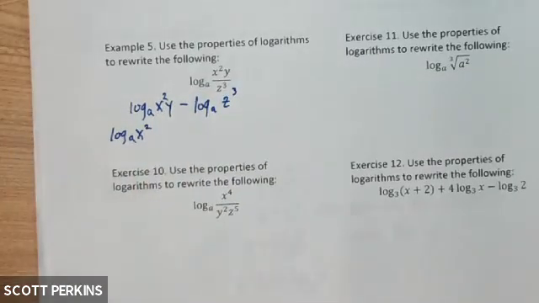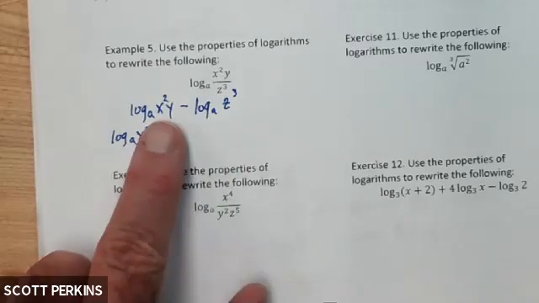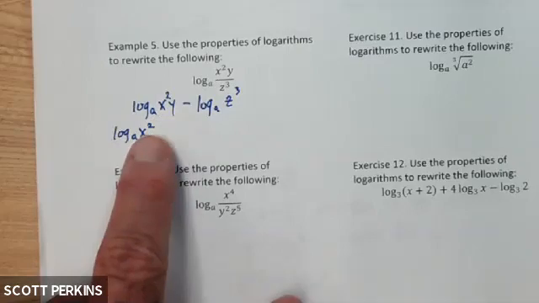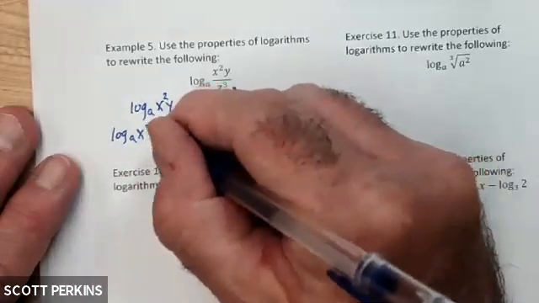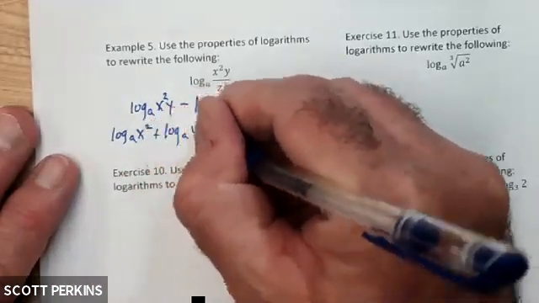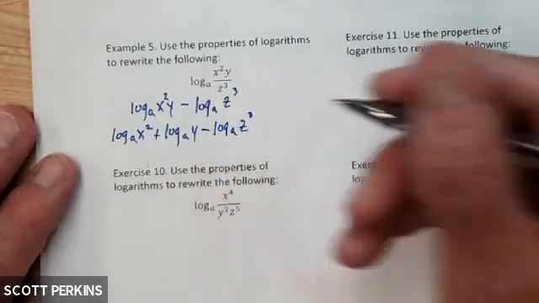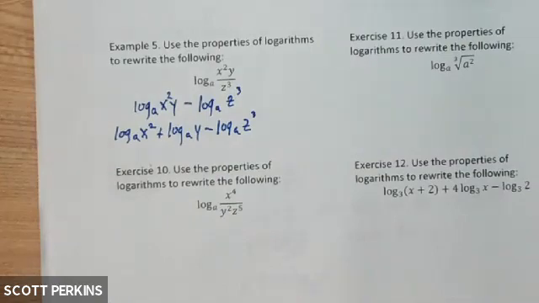And again, I'm just accessing short-term memory here. When I have a product, what do I do to separate these? You add, yes. So I'm going to have plus the log base A of y minus the log base A of the z cubed. There's no product there. There's nothing to do.